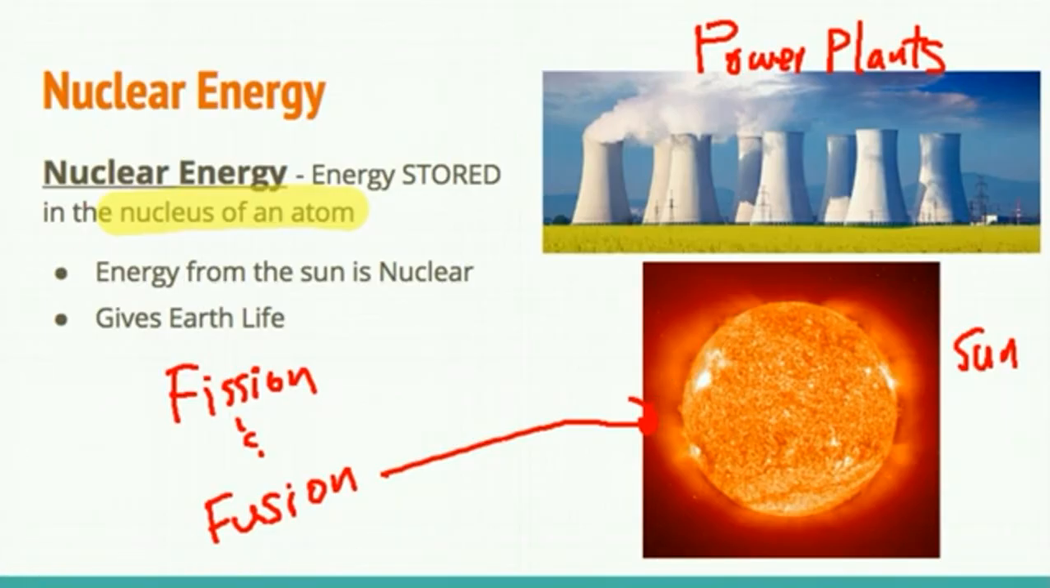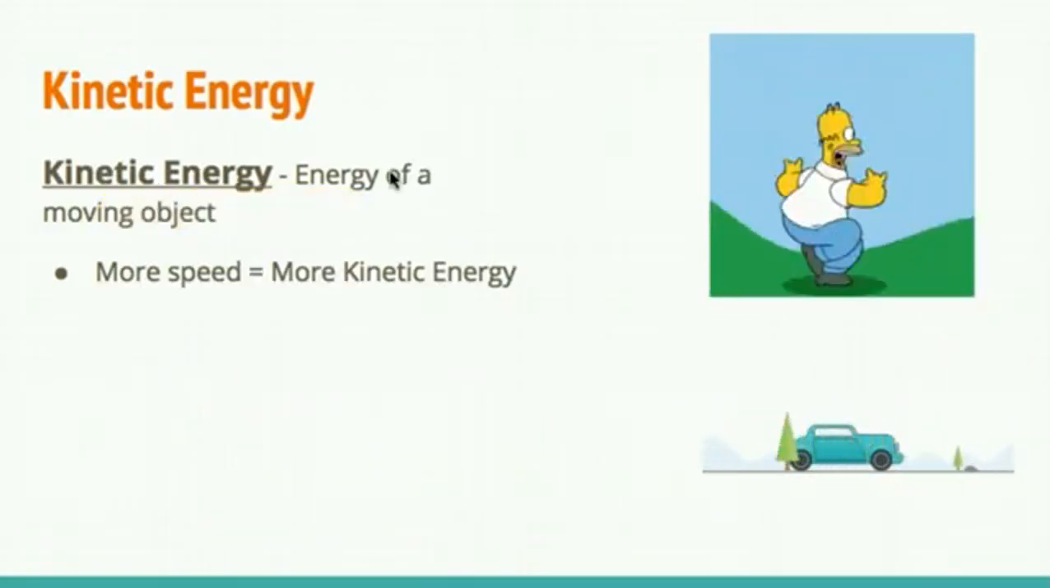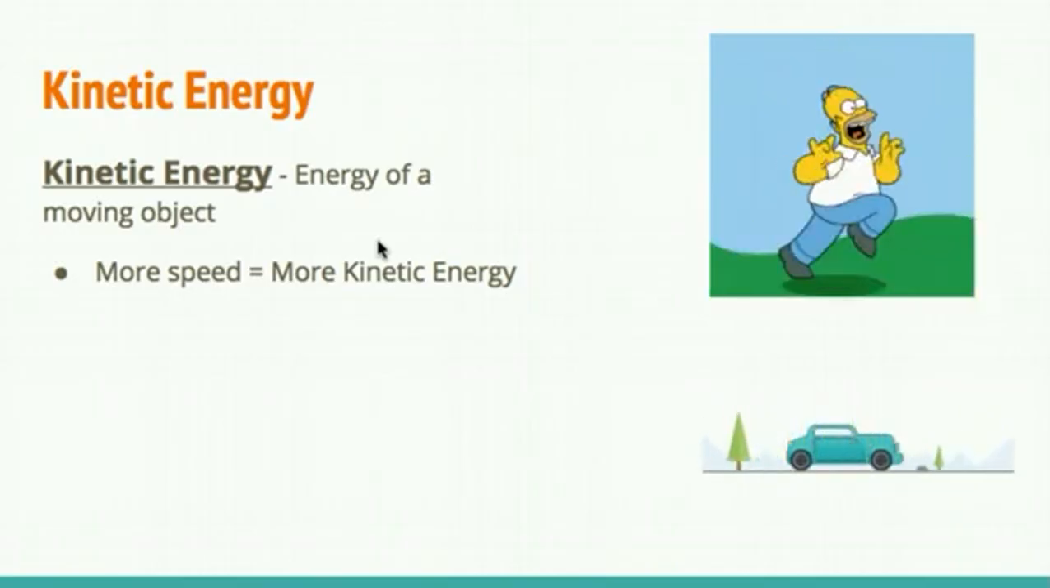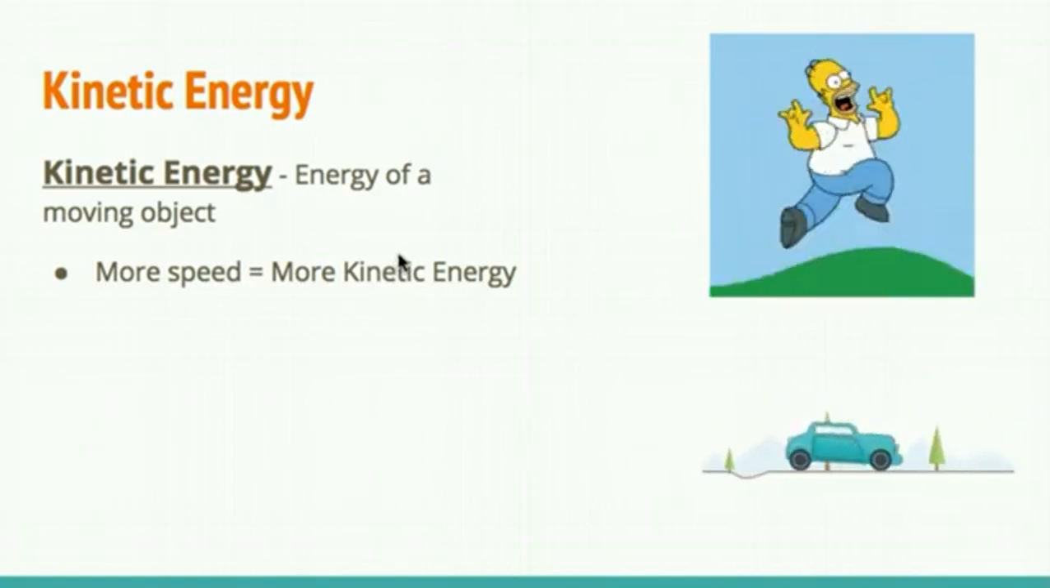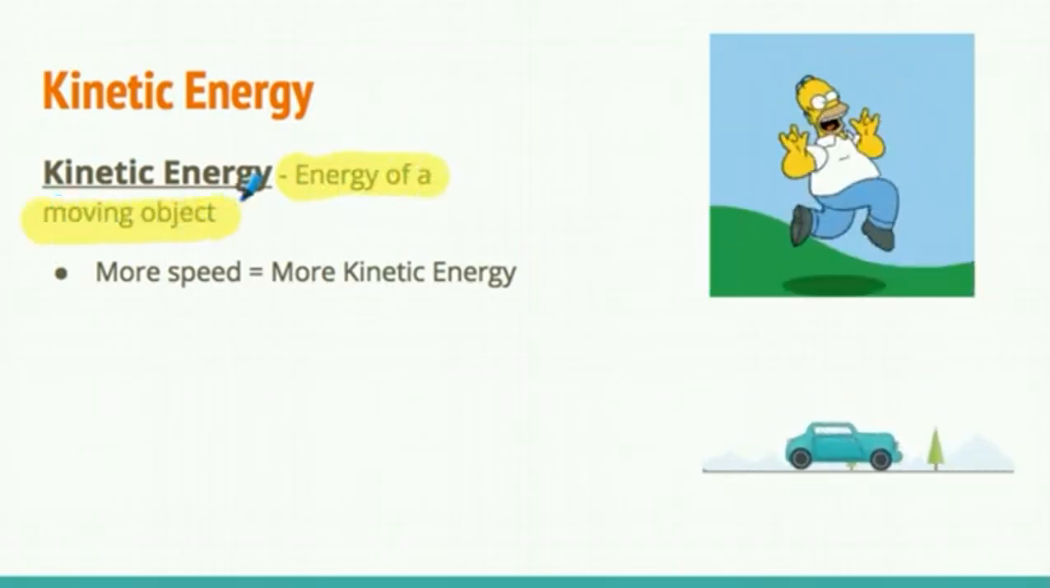Now, moving forward, we're going to talk about kinetic energy. So now we're going from stored energy, the ability to potentially do work, to what kind of energy we get when the object starts to move. The first one is your generic kinetic energy. Even though it's in the category of kinetic energy, there's a specific one called kinetic energy, and that's the energy of a moving object.